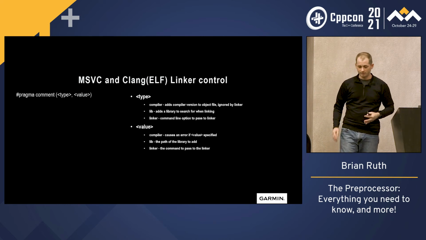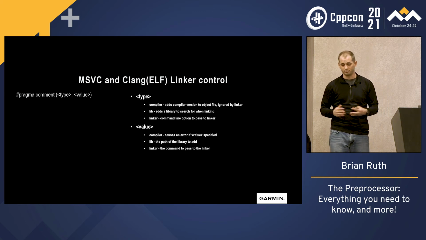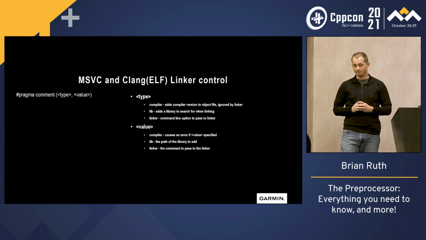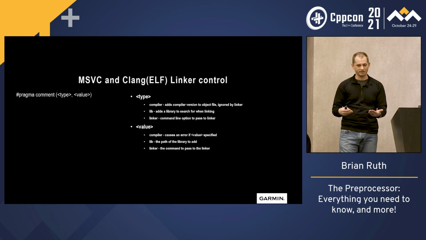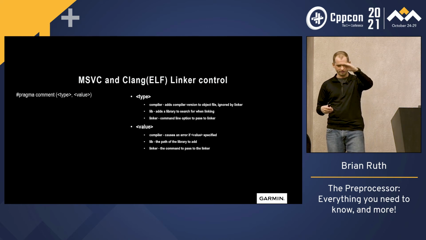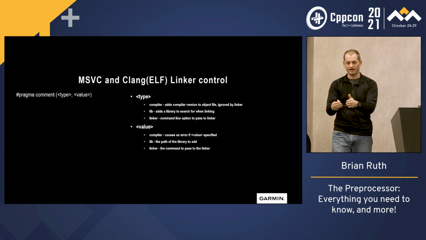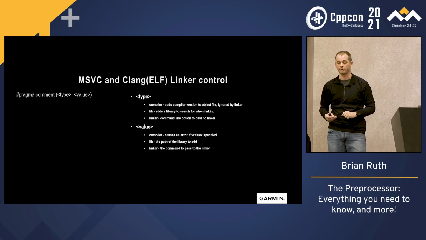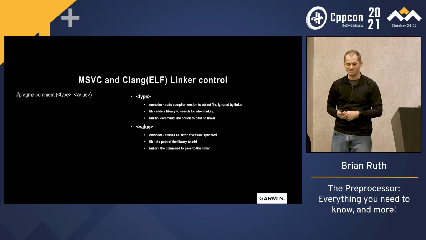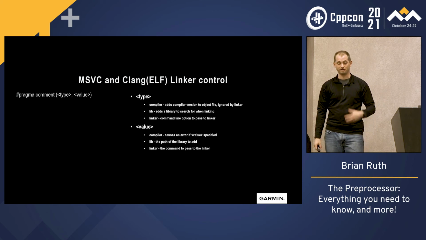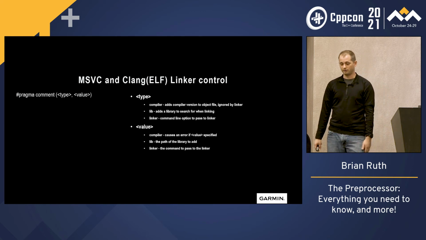So your type, if you have compiler, it just adds the compiler version to the object file. It doesn't really do anything. If you have lib, this actually adds a library to the search path when linking. So it's going to take a look at the files that you're trying to link, and if it can't find it, this actually adds an additional file via code to say, hey, there's this additional file that you might want to check for linking against. You can also change the linker arguments for this particular file by passing linker command line arguments to this pragma comment.